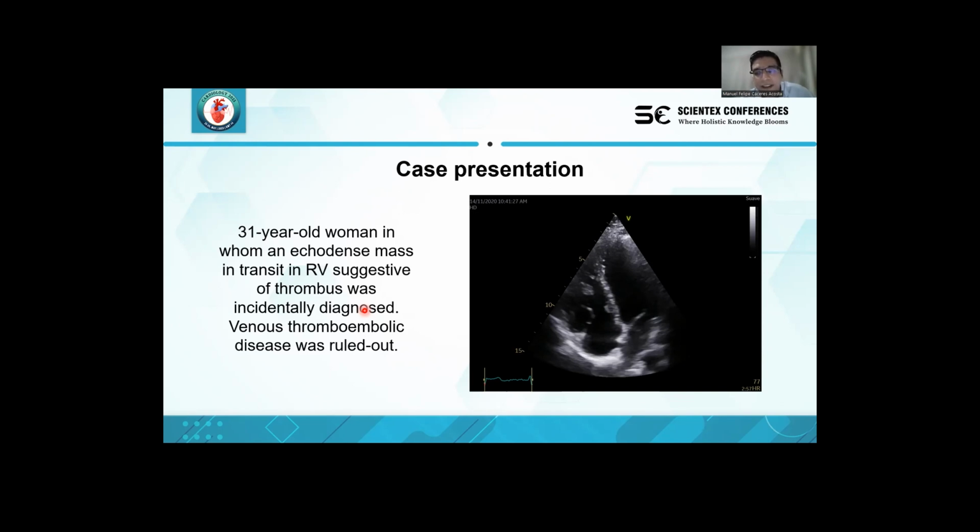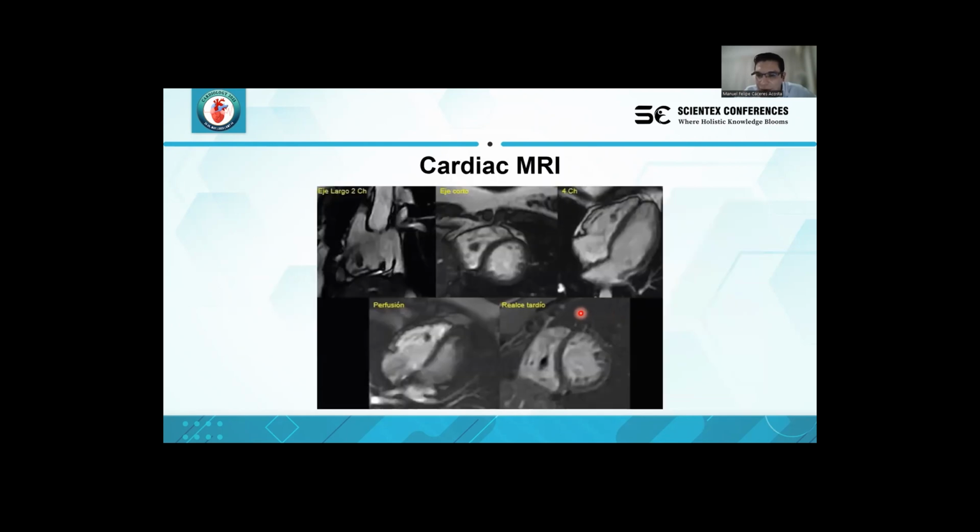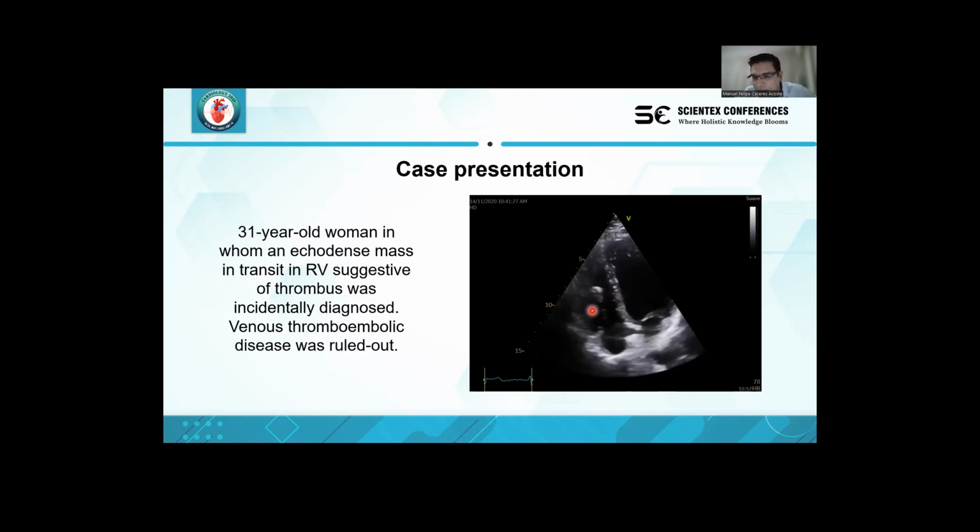On the control echocardiogram you can see this image in the four chamber view. This image shows a thrombus that sometimes travels at the level of the tricuspid valve. You can see it in this video. In this patient, venous thromboembolic disease was ruled out.